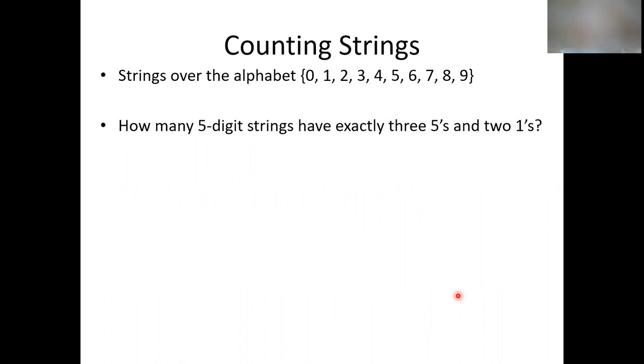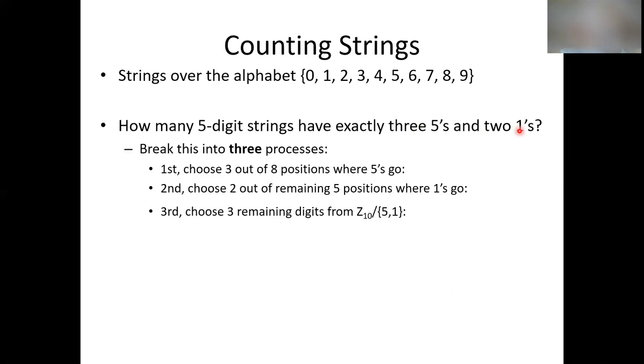What if the conditions are, I'm choosing a 5-digit string that has exactly 3 5s and 2 1s. So now this string is very constrained. I'm choosing the 3 positions where the 3 5s go. And unlike the previous example, I actually don't have any more choices, because it's only 5 digits to begin with. Once I chose the places where the 5s go, there is no more choice. All these other ones are just ones.